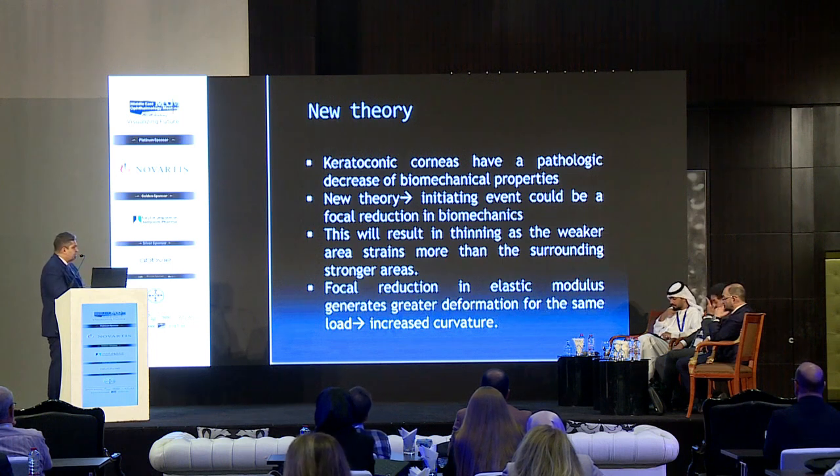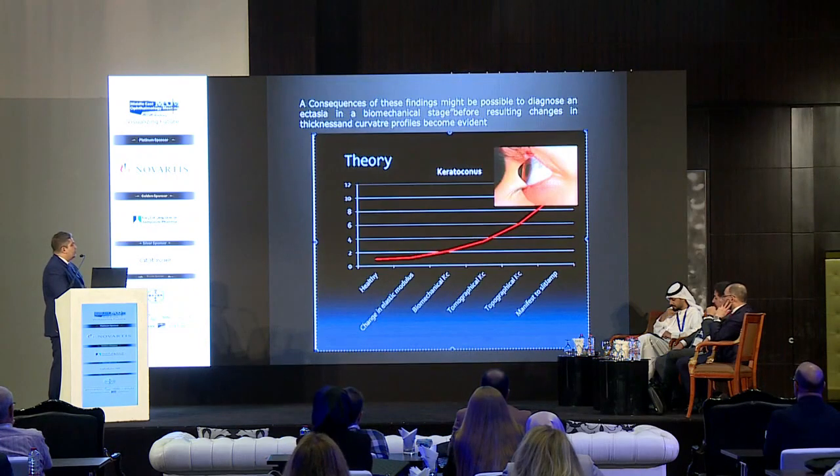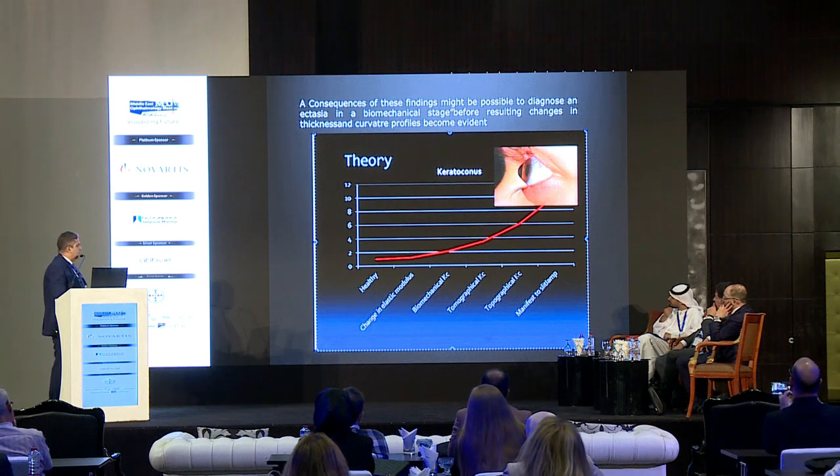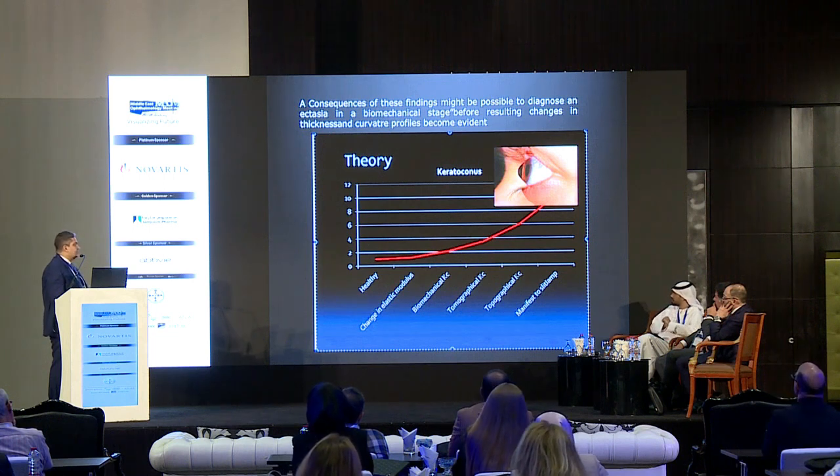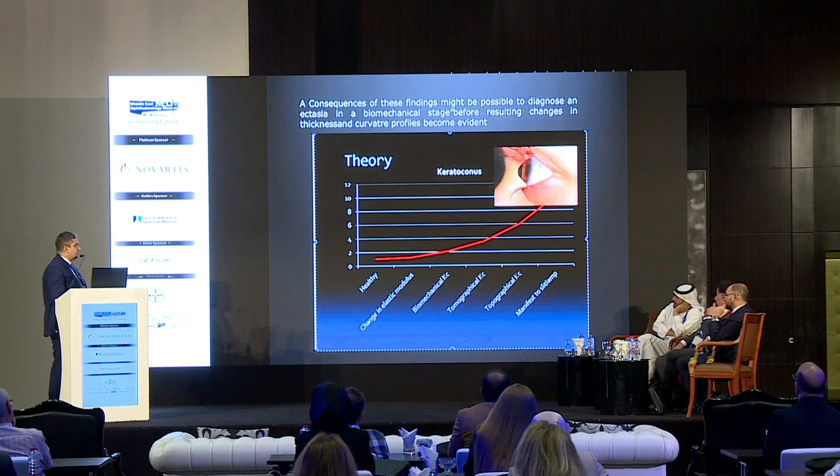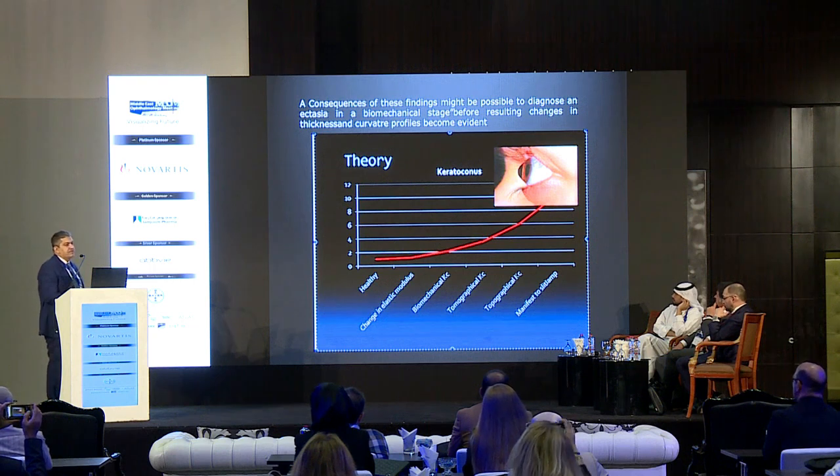Focal reduction of the elastic modulus generates greater deformation for the same load, which leads to increased curvatures. So from this curve, we can see the healthy eyes are less than 1, mainly 1, and it increases with changes in the elastic modulus: biomechanical keratoconus, then tomographic keratoconus, then topographic keratoconus, and then keratoconus clinically manifest by slit lamp.